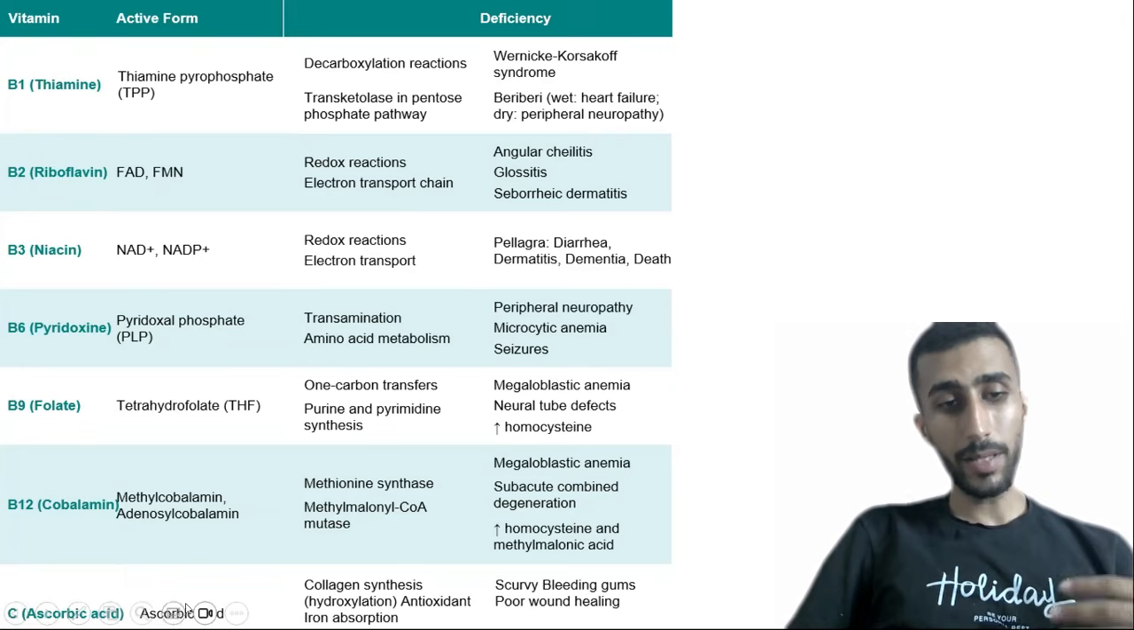Next is vitamin C. The active form is ascorbic acid. It's important for collagen synthesis, hydroxylation, also antioxidant functions, and iron absorption. So the deficiency is scurvy, bleeding gums, and poor wound healing.